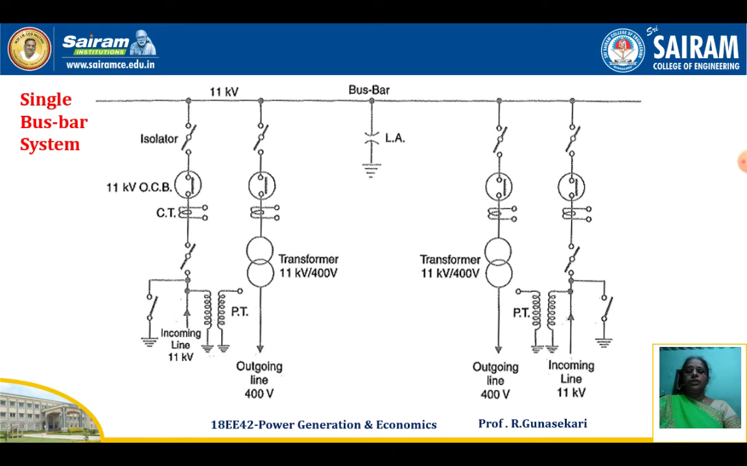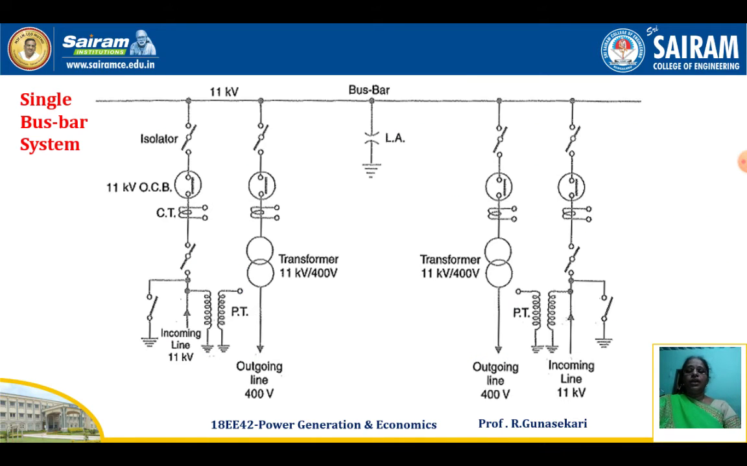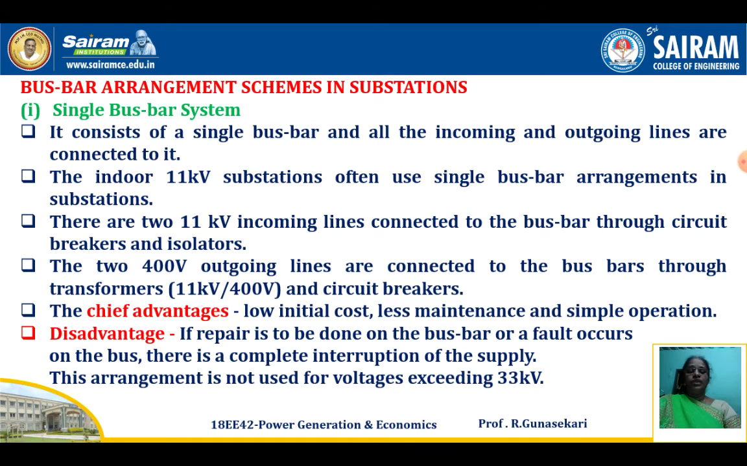Now you see the diagram. This is the incoming, this is the outgoing, both are connected to the bus only. The indoor 11 kV substation uses single bus bar arrangements only. That is, as I told you, 11 kV by 400 volt. There are two 11 kV incoming lines. You can see in the circuit diagram, two 11 kV incoming lines: here one incoming line, on the right hand side one incoming line of 11 kV, and on the left hand side the other incoming line. So two 11 kV incoming lines are connected to the bus bar through circuit breakers and isolators.